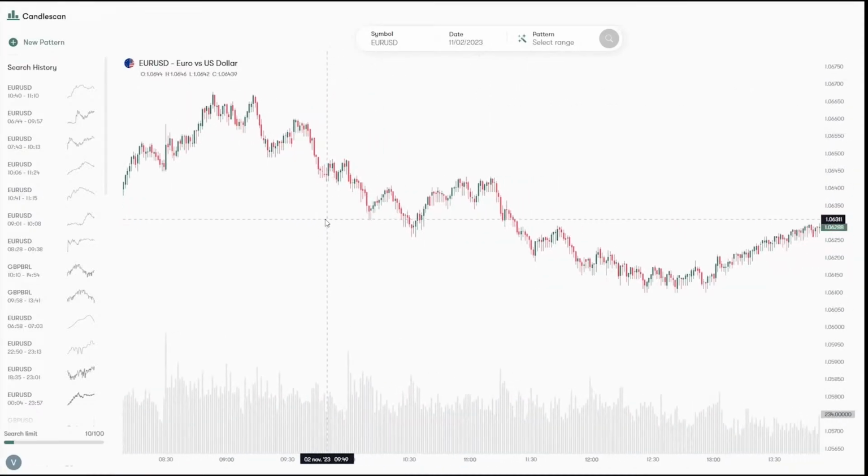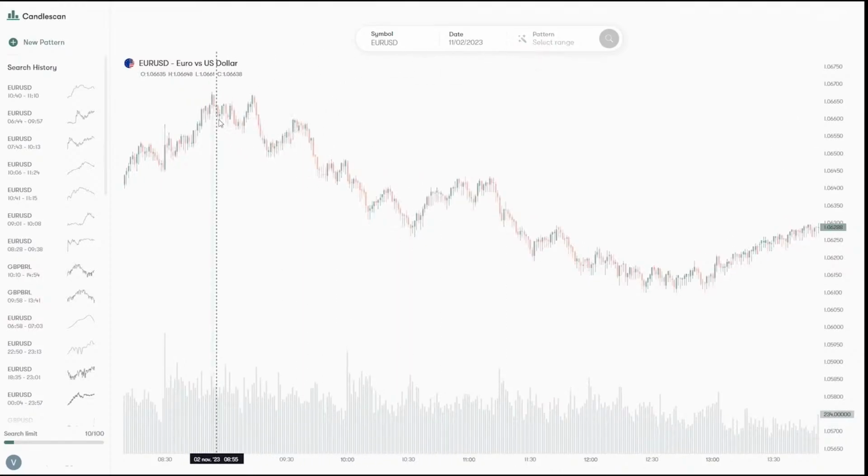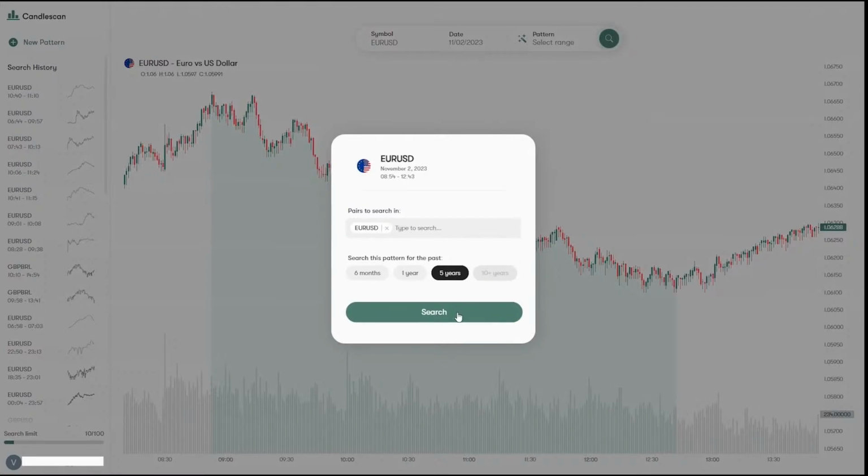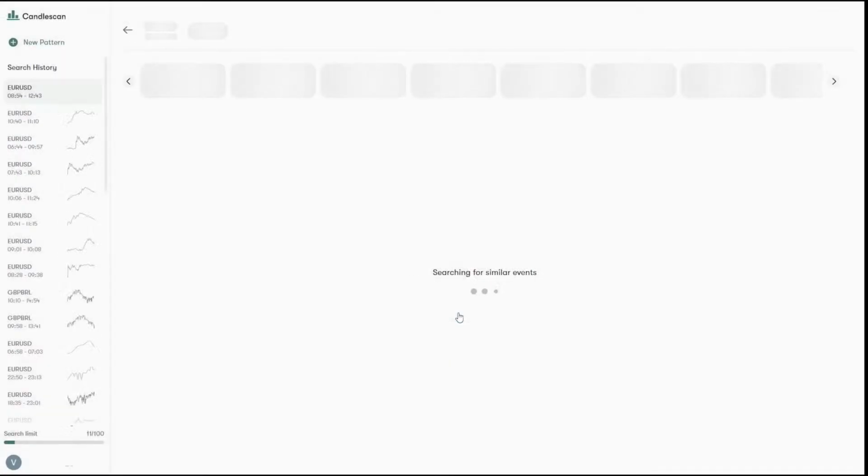I found a nice downtrend in the morning that lasted for almost 4 hours on November 2nd. I'll search for the same pattern for the past 5 years. Let's see what happens for the top results.